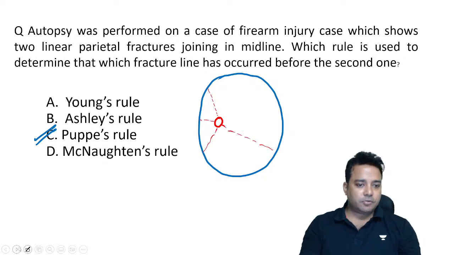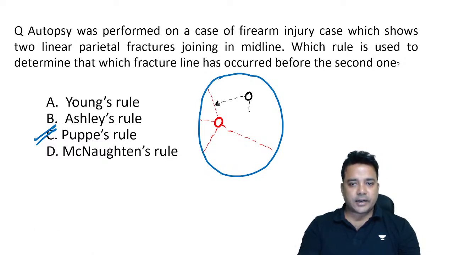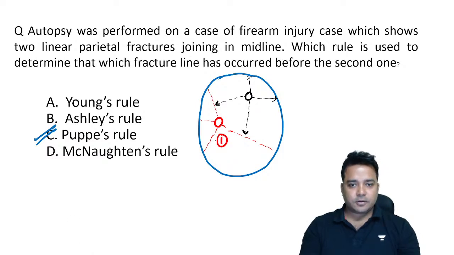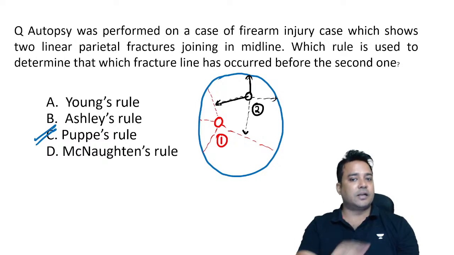Okay. Then you are noticing another firearm entry wound, black color, and the black color fracture lines are getting limited by red color fracture lines. That means red one is the first shot and black one is the second shot. Basically, we are able to tell the sequence of shots fired. The upcoming fractures will be limited by previous fracture lines. That makes the red one the first shot. This is what is Puppy's.